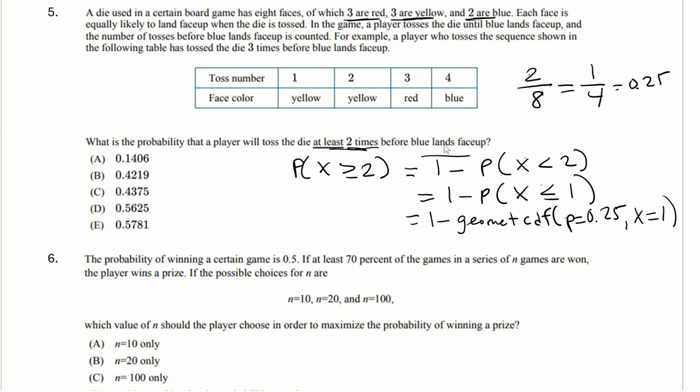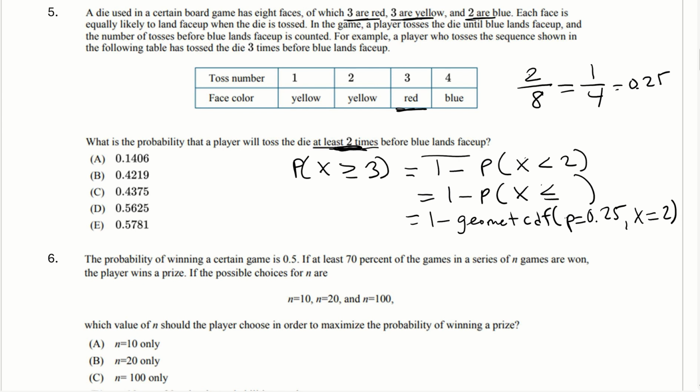Oh, I just realized that the number can't be x equals 1. It has to be x equals 2. This is too small. So if it says at least 2 times, that means you're going to roll 2 times, and then you get blue, which means you rolled a total of 3 times. Okay, so it should be x is greater than or equal to 3.